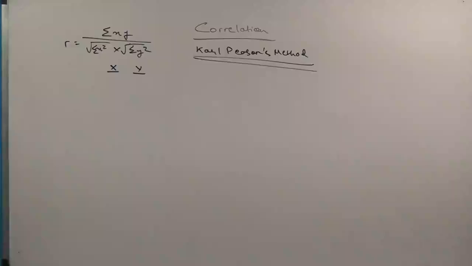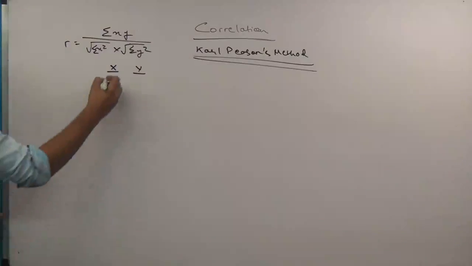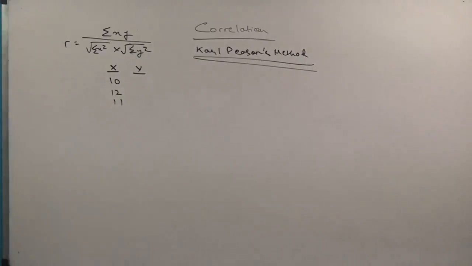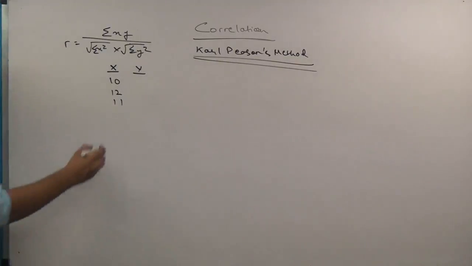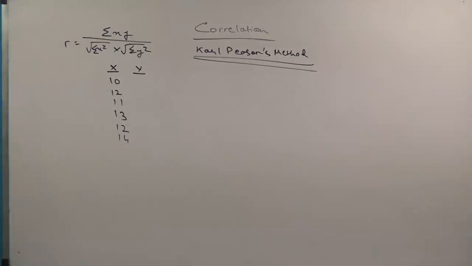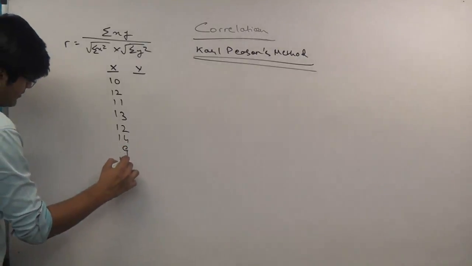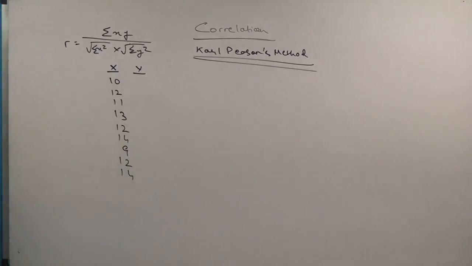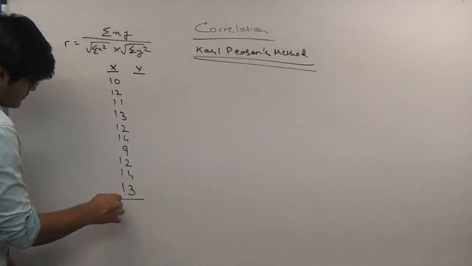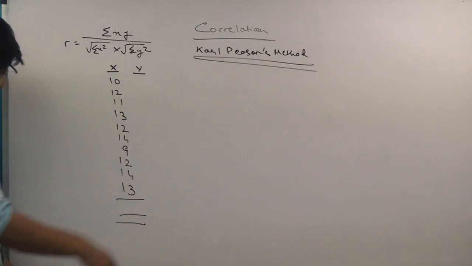Write down a random set of observations: 10, 12, 11, 13, 12, 14, 9, 12, 14, 13. Y.